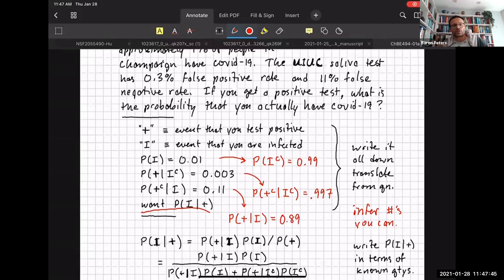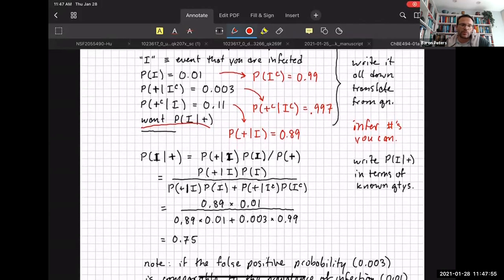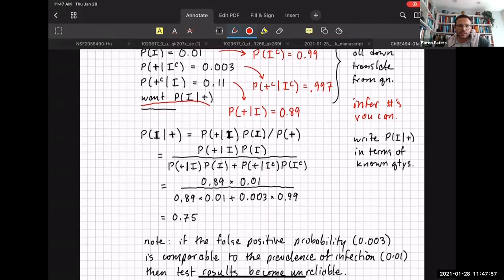So I would set it up as two stages: define your events and write down the given information, write down all the things you can immediately infer from that given information, and then apply the Bayes rule framework. And let's answer the question. So we have P of I given positive, infected given that you tested positive. I'm going to use Bayes rule here, Bayes rule number one first: P of plus given I times P of I over P of plus.